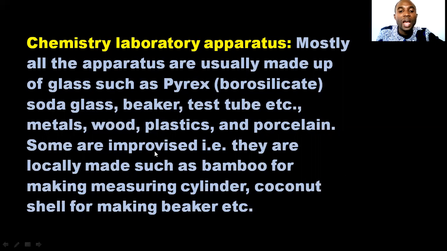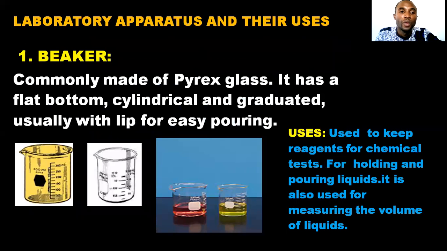Some are improvised, meaning that they can be made locally, such as bamboo for making a measuring cylinder, and coconut shells for making a beaker. We can still use all those. But most of the time, in this modern age, we normally buy these breakable materials in the market. Okay, so let's talk about some of the apparatus we have in the lab and what they are used for.